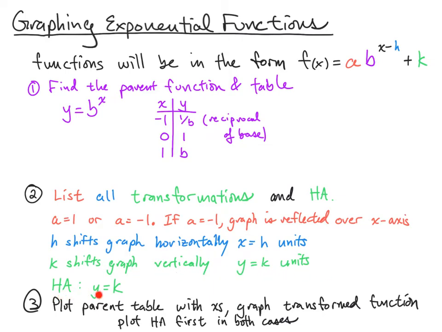And then this is new. We have a horizontal asymptote at y equals k. So we will just have to be wary that we are plotting asymptotes, because we always want to put the asymptote on the graph before we do the actual graphing part, the x's and all that. So again, we will plot the parent table with x's, we will graph the transformed functions, plotting the horizontal asymptote first in both cases. This process should feel very familiar. We just have to actually create our parent table instead of memorizing a bunch of parent tables from the last few slides. Let's go.